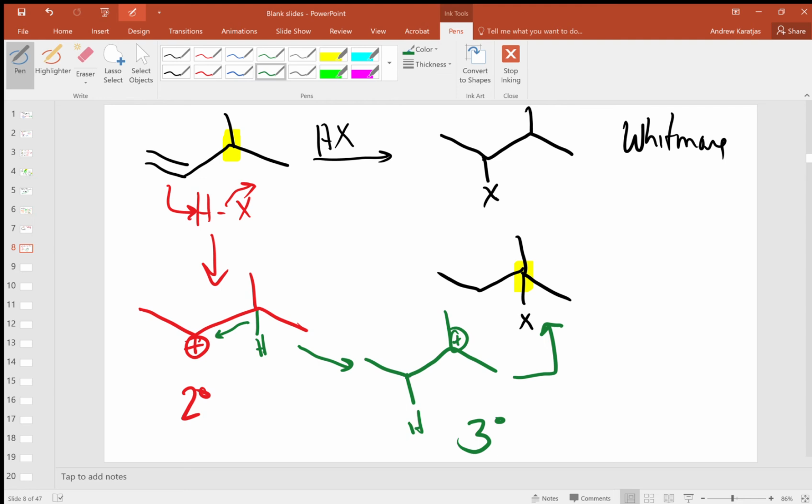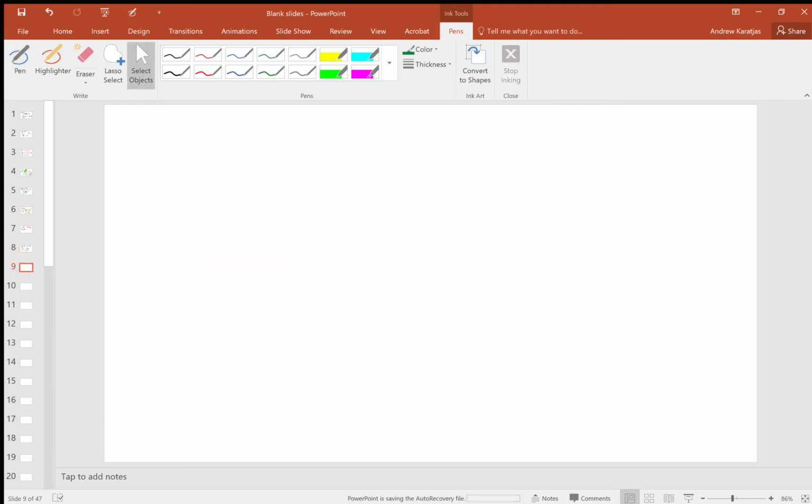Is there ever a way to get the less substituted product? What if you wanted that halogen, that bromine or chlorine, on the other side of the alkene? So it turns out there is a way to do it. It's a reaction we'll talk about much, much later on in the course, but I will just mention it very briefly here.